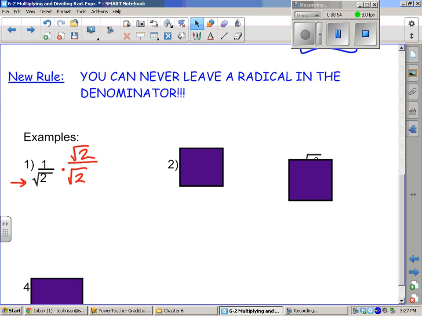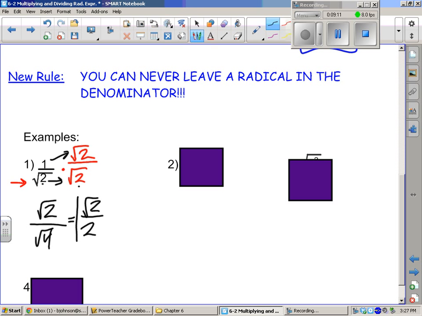Very good. All right, then you're going to multiply straight across in the numerator and straight across in the denominator. 1 times root 2 is just root 2. And then root 2 times root 2, remember you can put them underneath the same radical. 2 times 2 is root 4. Why is that helpful? Because square root of 4 is just a plain old 2, and now there's no radical down there. Okay, this is the simplified version.